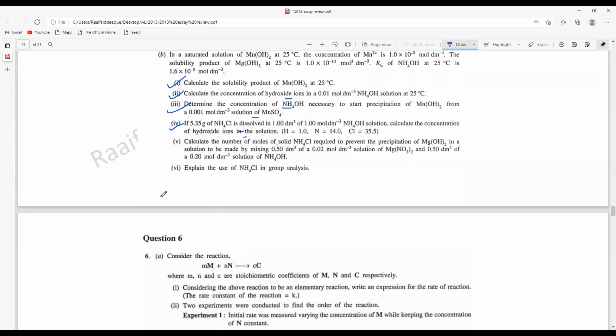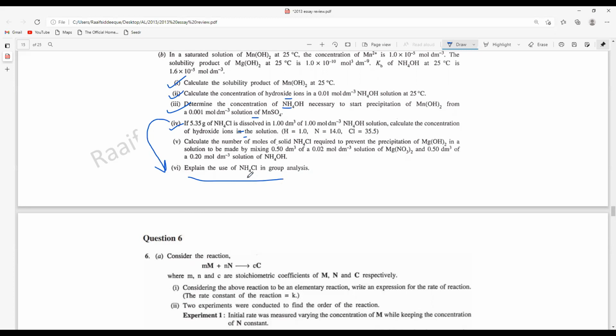So question number 5, calculate the number of moles of solid NH4Cl required to prevent. Before going to question number 5, I will come directly to question number 6 because this directly belongs to the description we just covered. Explain the use of ammonium chloride in group analysis. If you watch my cation analysis video, I also have told this in that video.